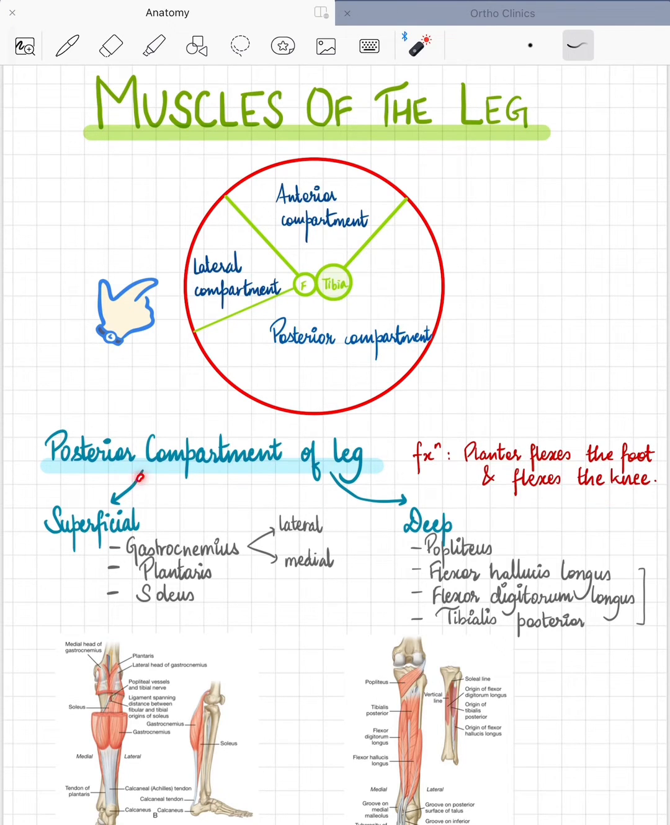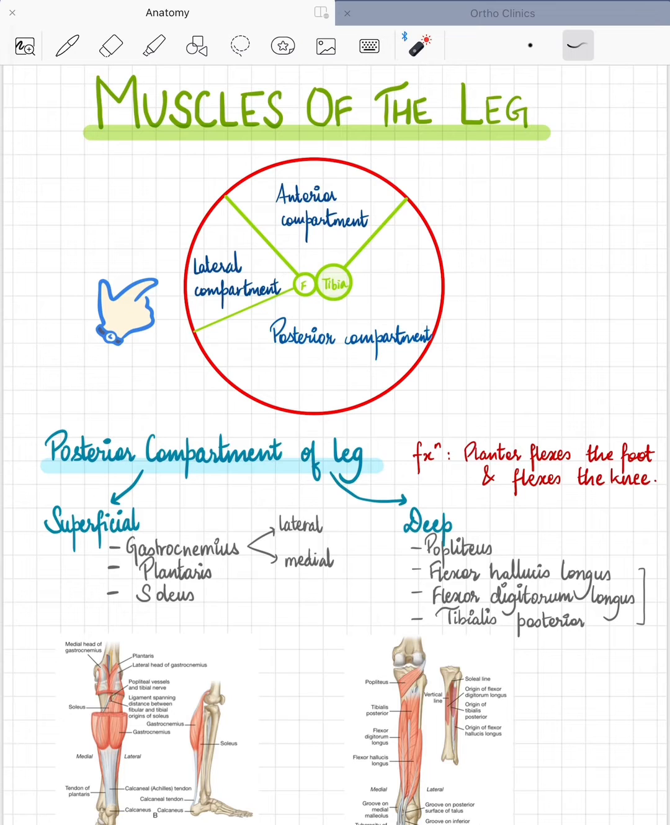It is further divided into two groups of muscles, the superficial group and the deep group. The superficial group includes the gastrocnemius, the plantaris and the soleus muscles. Gastrocnemius and plantaris, since they originate from the distal end of the femur, also function to flex the knee. Whereas the soleus muscle only plantar flexes the foot.